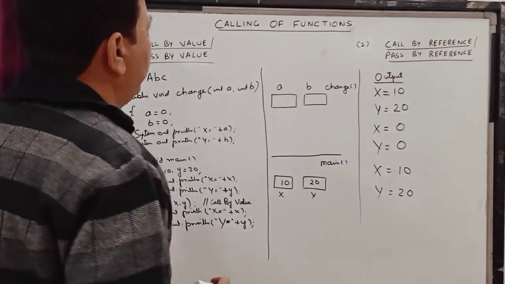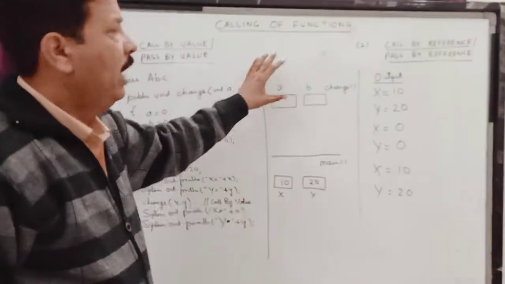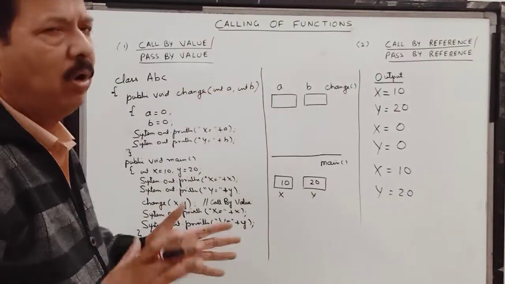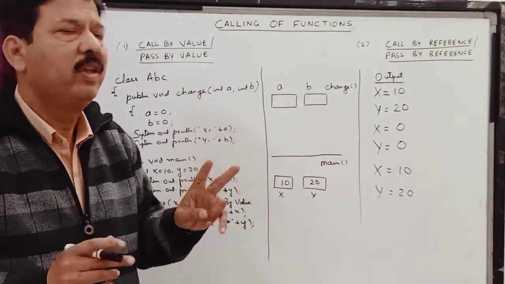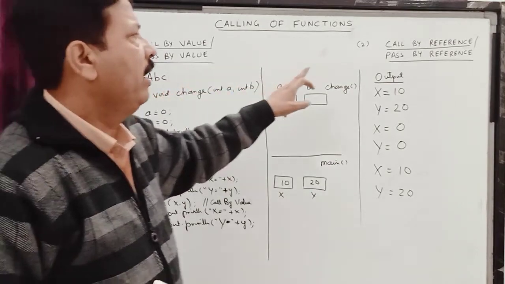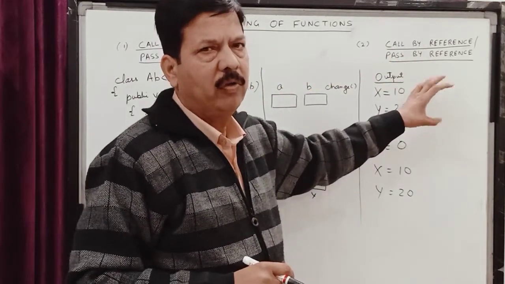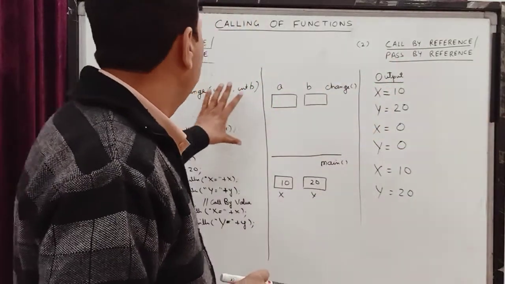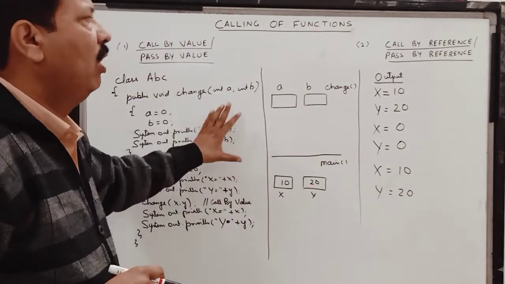So children, now we are into calling of functions, and I am saying that calling of function is done in two ways. That is call by value, which is also called pass by value, and call by reference. So children, here I am showing you one example of call by value. This is all call by value.